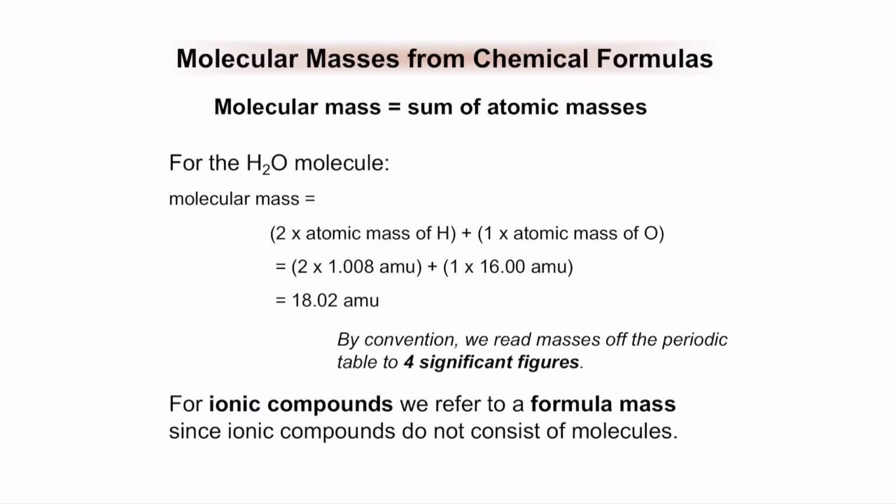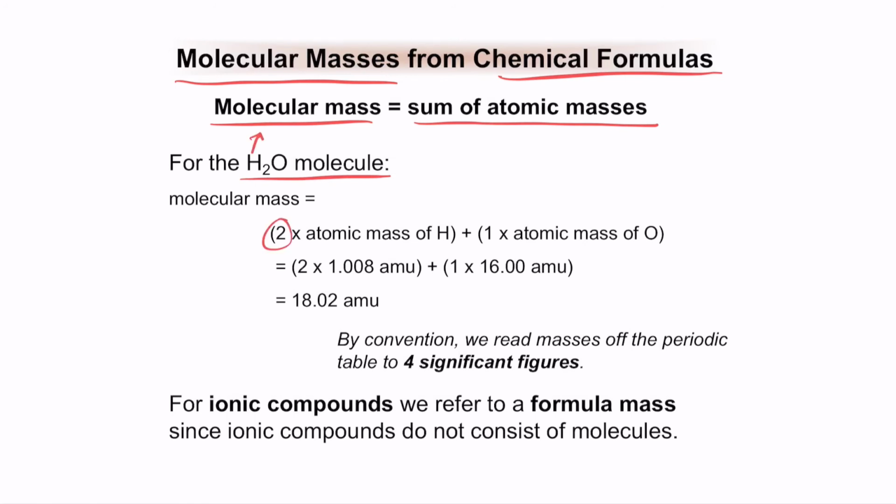Next, let's come to the last concept, which is how to calculate molecular masses from chemical formulas. The molecular mass is the sum of individual atomic masses. For example, when calculating the mass for H2O, we calculate the mass for the two hydrogens that are present, so twice the atomic mass of hydrogen plus once the atomic mass of oxygen. This is how we can find the value for molecular masses.